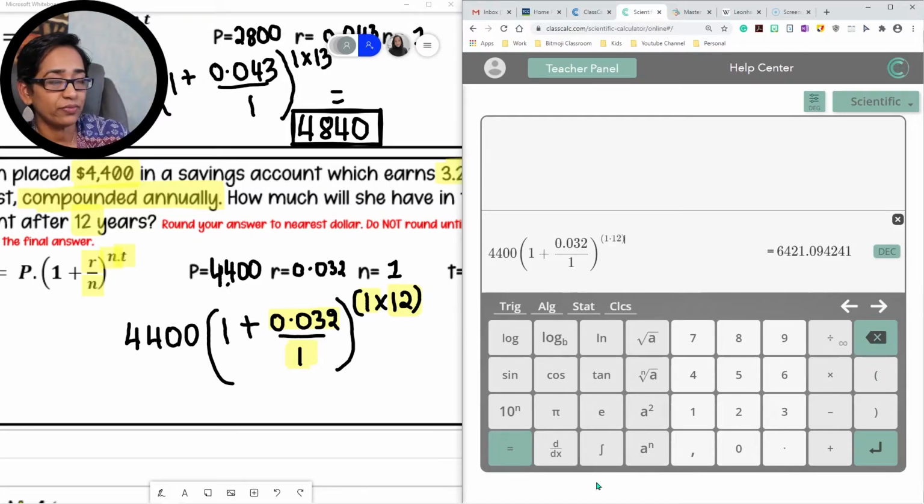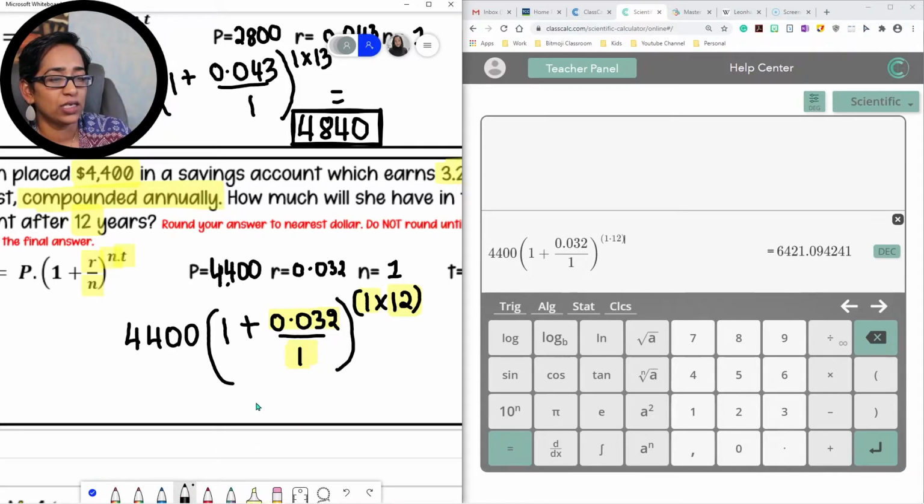And I have $6,421.10. Rounding off to the nearest dollar, I'm going to go ahead and use this. So my final answer is $6,421, rounding off to the nearest dollar.